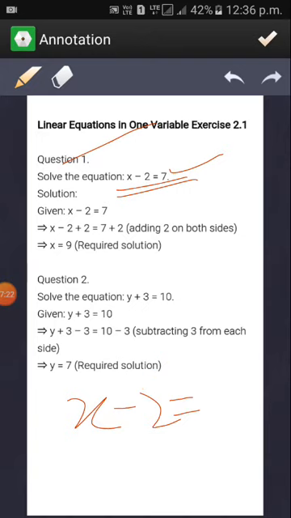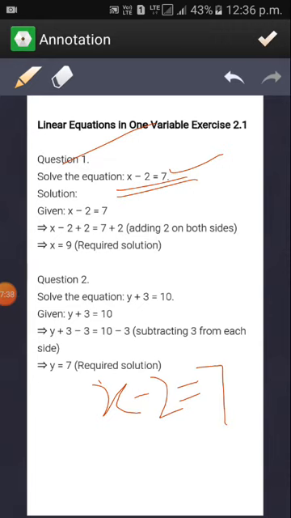What value did I find? The value of x came out to be equal to 9. I will now check the validity of this solution. I got x equal to 9. I will write here 9 instead of x, minus 2 equal to 7.